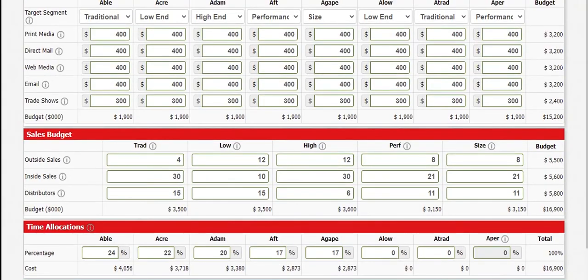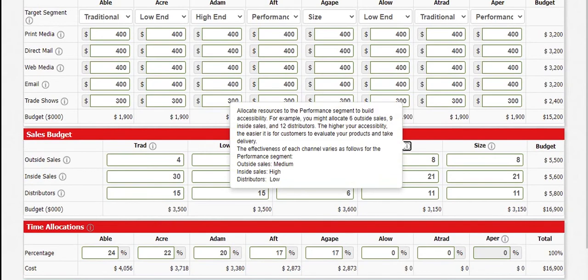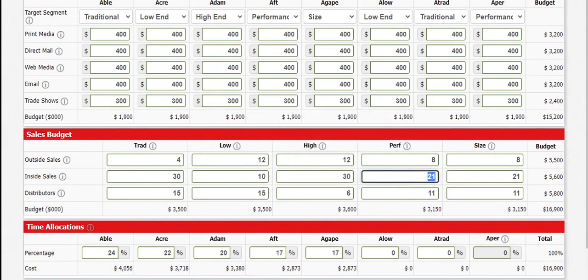So for performance, they say medium, high. So where we have high, here will be 30. Here medium, you can have 12, and then this one is low, you can have 5.